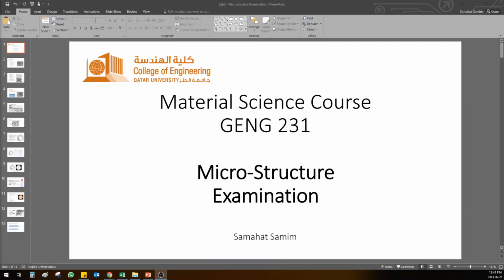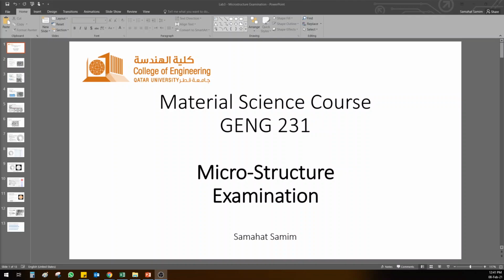Bismillahirrahmanirrahim. Okay, we are here today for the Lab 3 session, Microstructure Examination. If you remember from last week, we prepared the specimen or the sample for microstructure examination. Last week, we did the sample preparation in 5 steps. What were the steps? Number 1, cutting, number 2, mounting, number 3, grinding, 4, polishing, 5, etching.